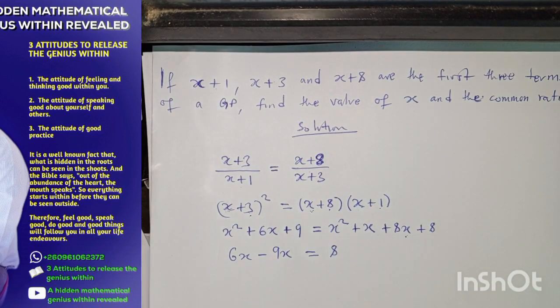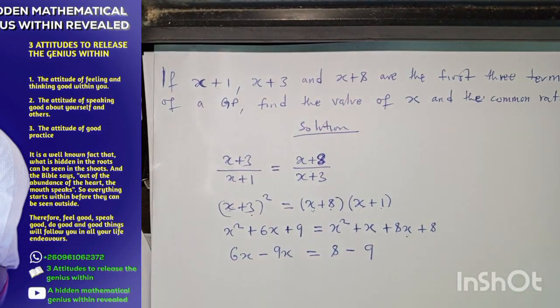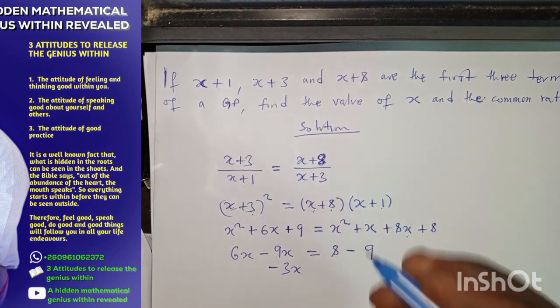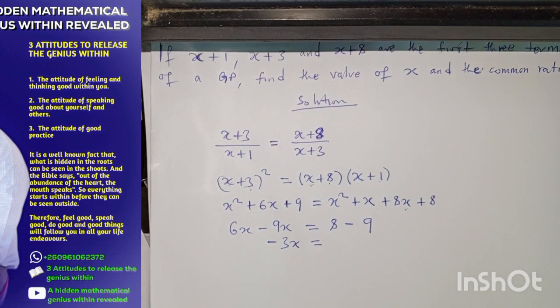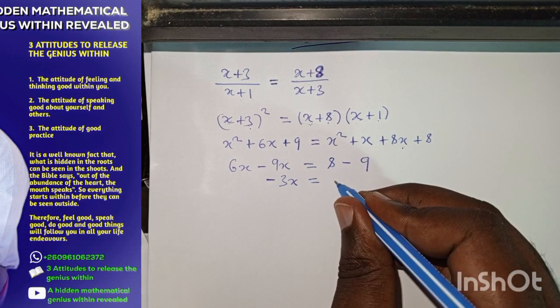For us to get rid of plus 9, we know that the opposite of plus 9 is minus 9. So we subtract 9 from both sides. So here we are going to have minus 9. Okay. So what is 6x minus 9x? Yes, 6x minus 9x, we are going to have minus 3x. So we have minus 3x is equal to 8 minus 9, and 8 minus 9 we are going to have minus 1.